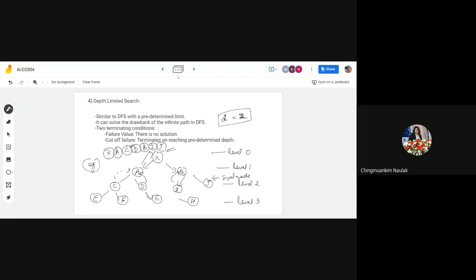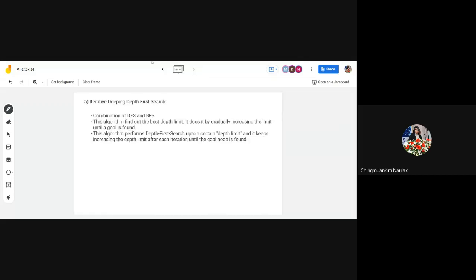Okay, so it's simple. Let's go to the next type of search: iterative deepening depth first search. In iterative deepening depth first search, it's a combination of DFS and BFS, and this algorithm finds out the best depth limit. It does it by increasing the limit until you find the goal node.